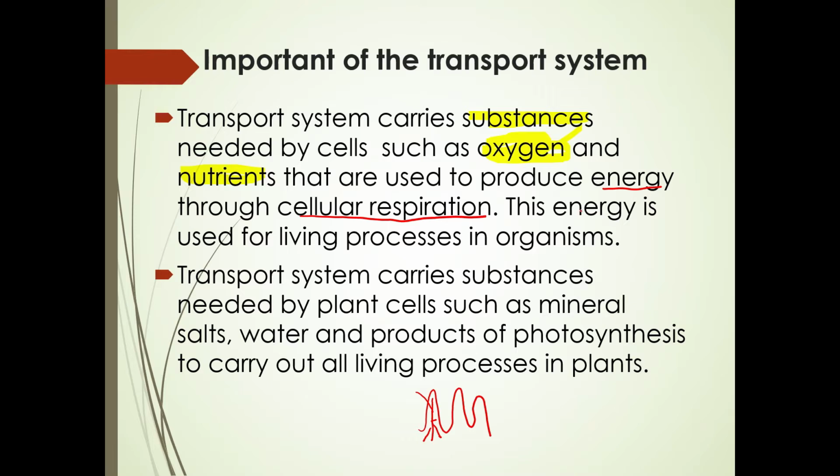Alright, so this energy is used for living processes in the organism. And then the next one is the transport system. The transport system carries substances needed by plant cells, such as mineral salts, water, and products of photosynthesis, to carry out all living processes in plants. Plants can carry the substances by using the phloem and xylem, which we will learn later.